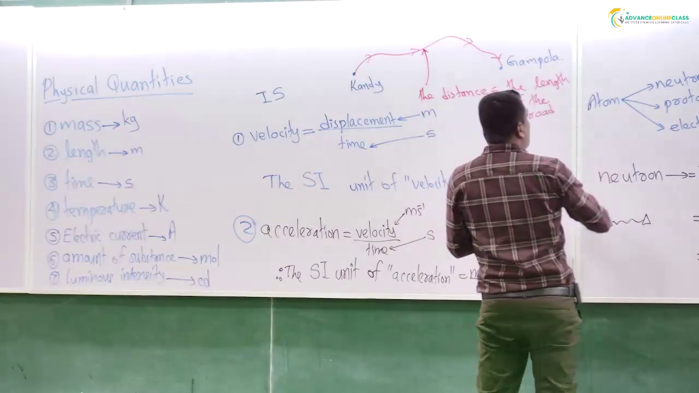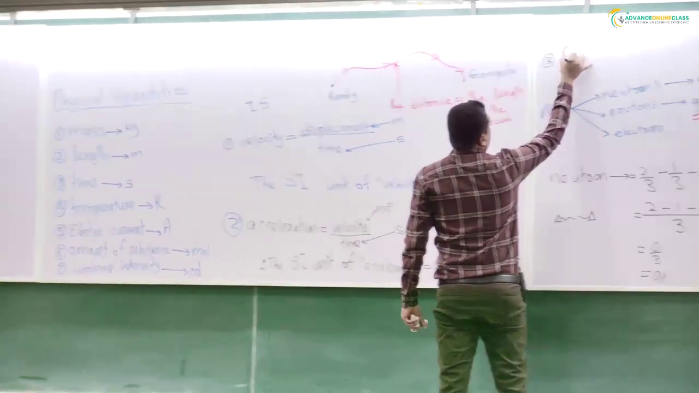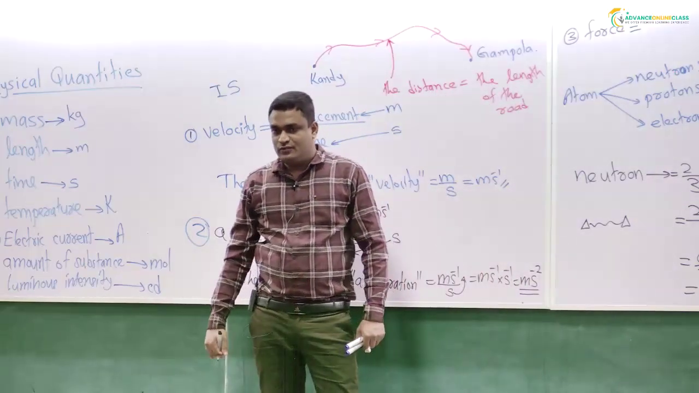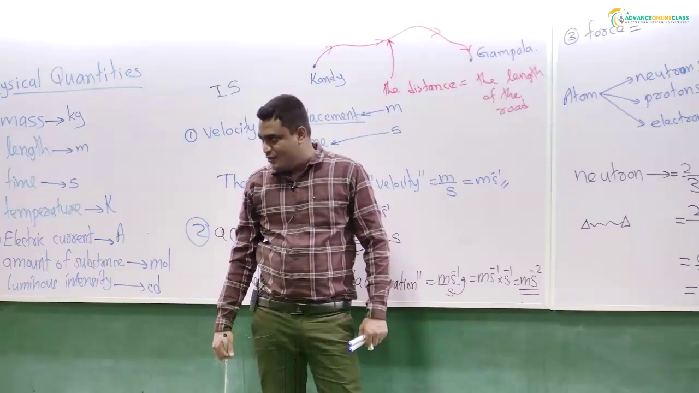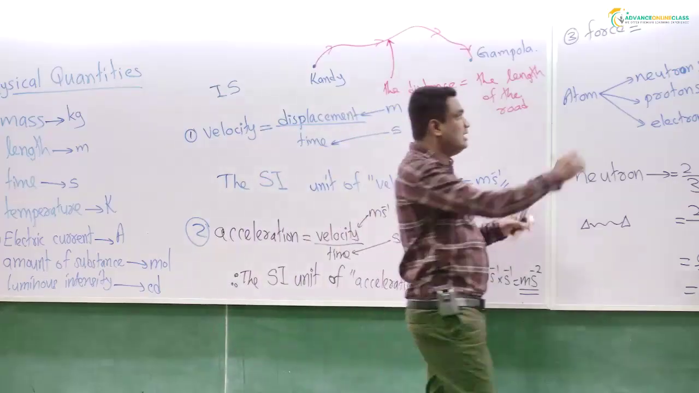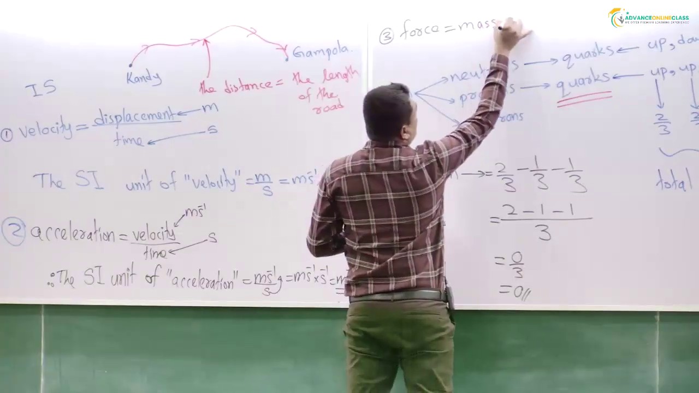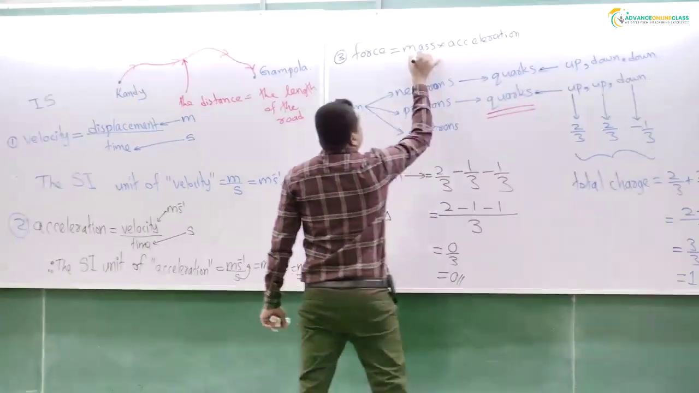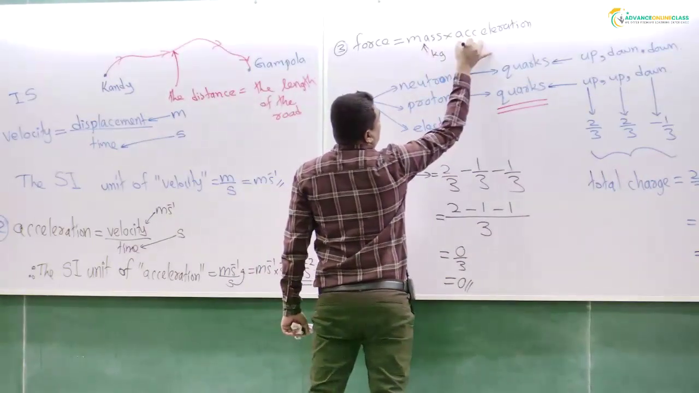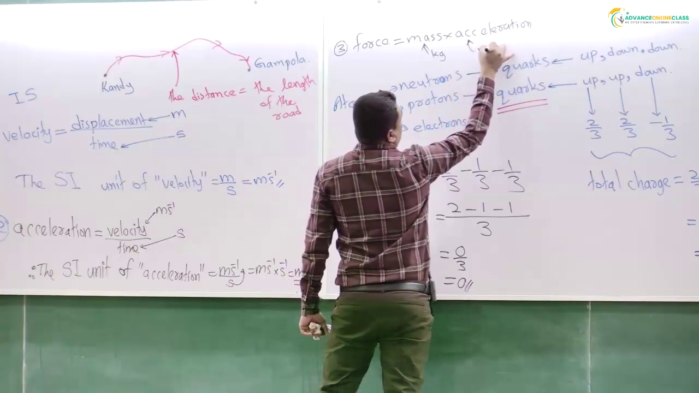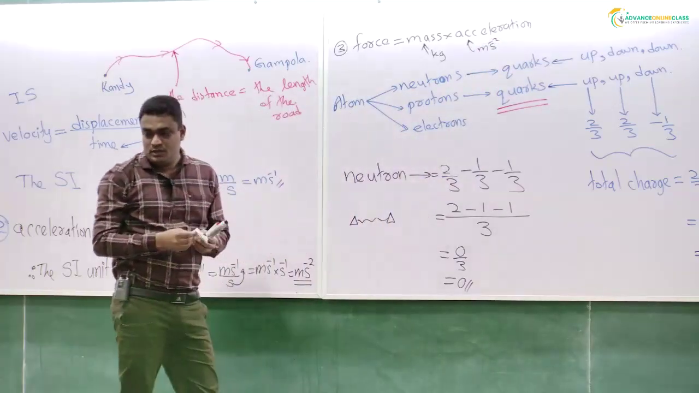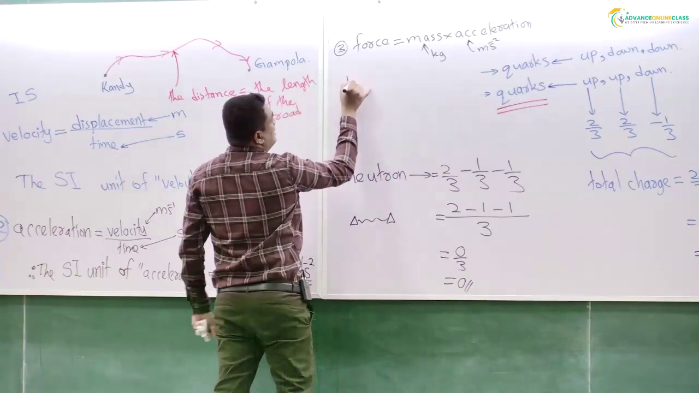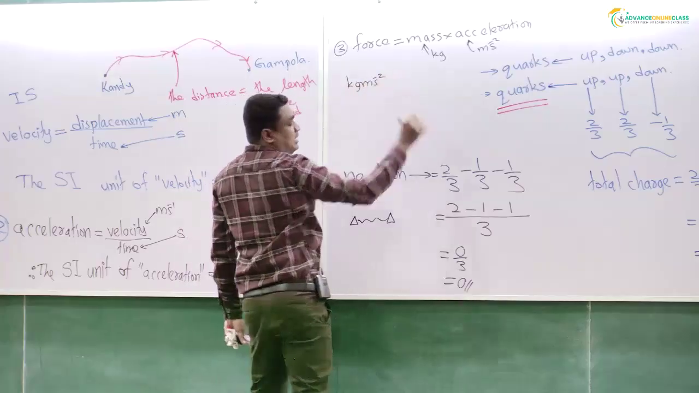Then the next one is force. According to Newton's second law of motion, what is force, dear? Force is F equals ma. So force equals mass into acceleration. Mass is measured in kilograms. Acceleration is measured in m s^-2. Therefore, what is the SI unit of force, dear? The SI unit of force is kg m s^-2.